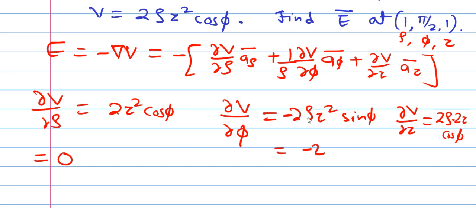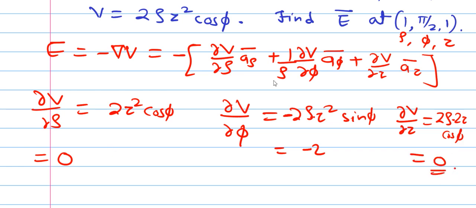Once again I will repeat, minus 2 into 1, sin pi by 2 is 1. So minus 2 into 1 into 1 into 1, so the answer is minus 2. Now ∂V/∂z: 2 into 1 into 2, that means 4, into 1, that means 4, and cos pi by 2 is 0. So its value is 0.